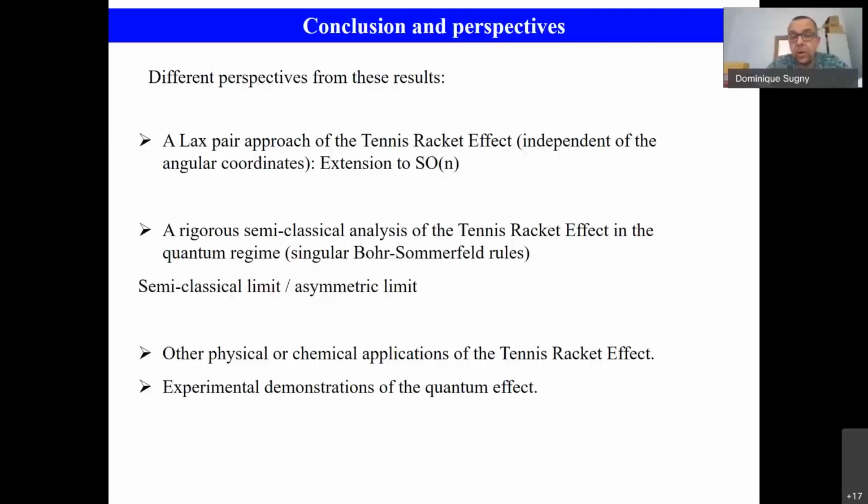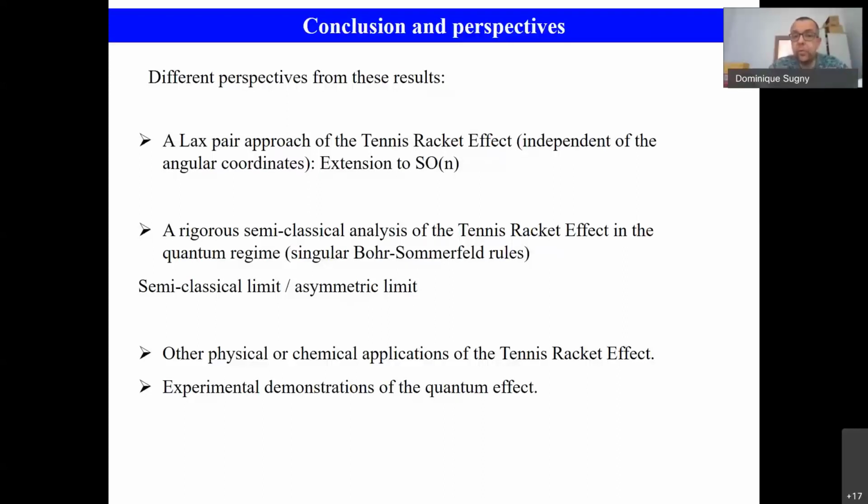So we would like, and we are going to work on, a Lax pair approach of the tennis racket effect. Basically, the idea is to extend this geometric effect that we study for SO(3) to SO(N). And this is very interesting from a quantum point of view, because in this case, it means that we could apply the tennis racket effect to an n-level quantum system, for instance.